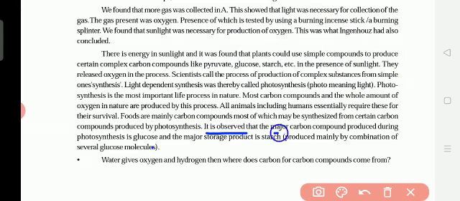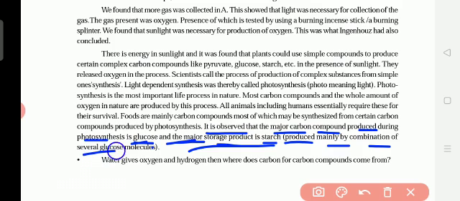It is observed that the major carbon compound produced during photosynthesis is glucose, and the major storage, underline this one, major carbon compound produced during the photosynthesis, what? Glucose. In the glucose, what is present? Carbon is present, and the major storage product is starch. Major storage product is what? Starch, produced mainly by combination of several glucose molecules. Okay, so this is the starch. Water gives oxygen and hydrogen.